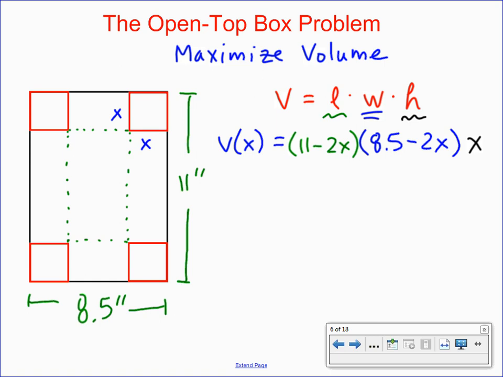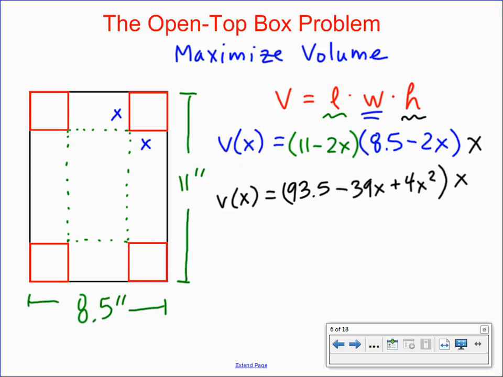Awesome. So let's go ahead and rewrite this and then consider its domain. It looks like V of x is given by, and we'll do some multiplying here. Half of 11 is 5.5, 88, 93.5. So I'm getting 93.5 minus 22x minus 17x minus 39x. You guys catch me when I make a mistake here. I'm never good with numbers. Plus 4x squared.